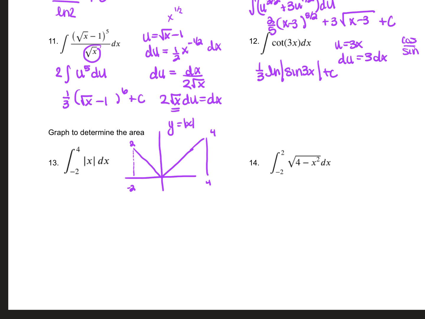So the area of this triangle is going to be, let's see, 2 times 2, which is 4, and half of that is 2. And this right here is 4 times 4, and half of that, 4 times 4 is 16, half would be 8. So this area is 10.